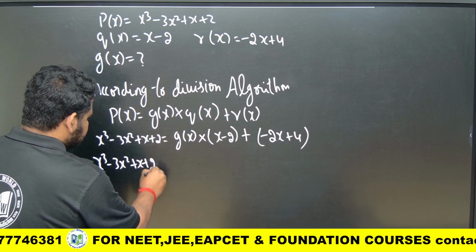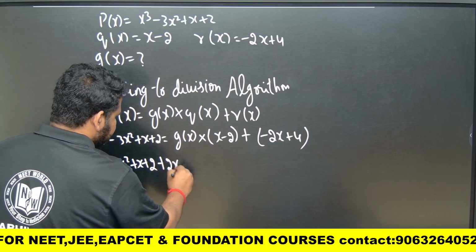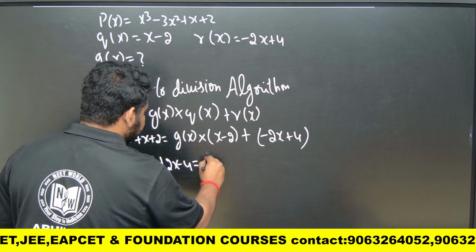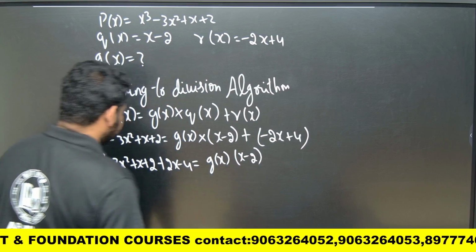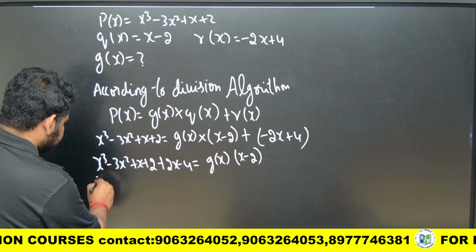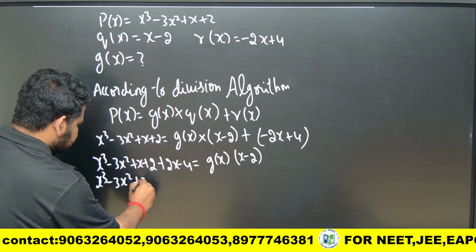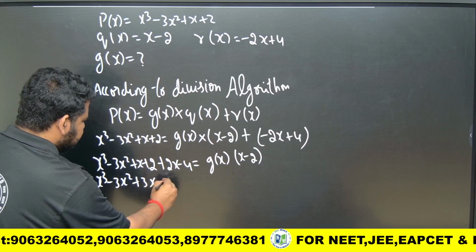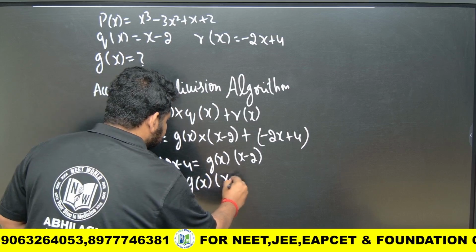If I bring this one, the sign will change, this will become plus 2x minus 4, is equal to g of x into x minus 2. This is what I have. Now, if I simplify this, x plus 2x is 3x, and 2 minus 4 is minus 2. So x cube minus 3x square plus 3x minus 2 is g of x into x minus 2.